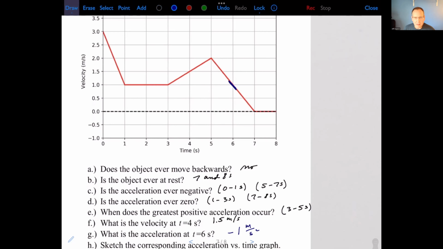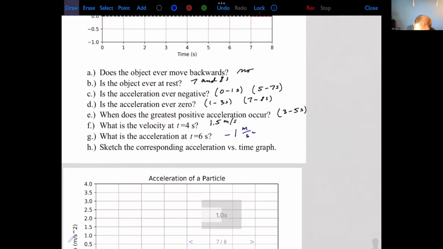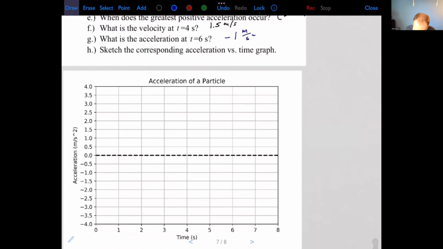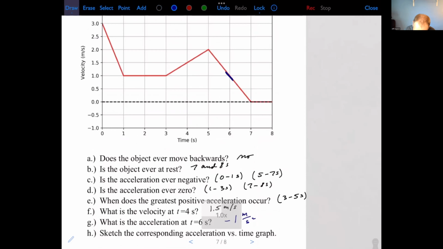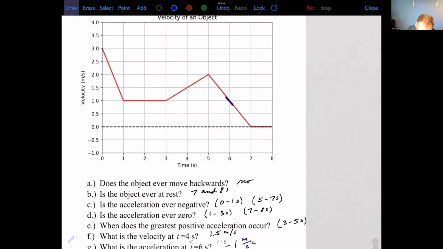Okay, and then finally, let's take this graph and sketch the corresponding acceleration versus time graph. Well, to do that, I want to find the corresponding acceleration versus time graph. I need to find all these slopes now, right? So I want to plot basically all these slopes. So from 0 to 1 second, I need to find the acceleration, which is constant, and it's going to be this slope right here, right? Well, what is the slope?